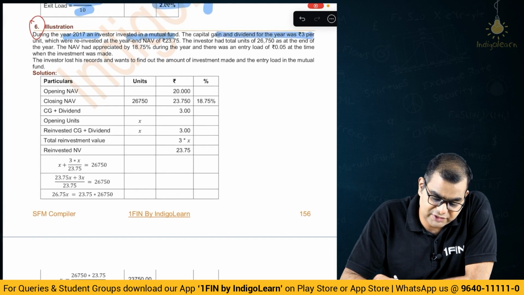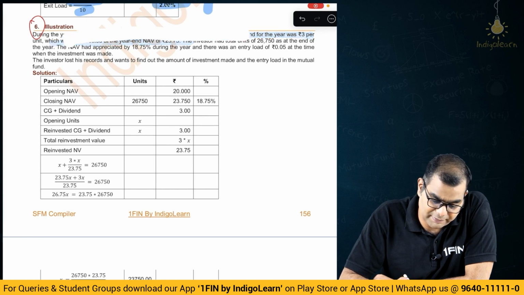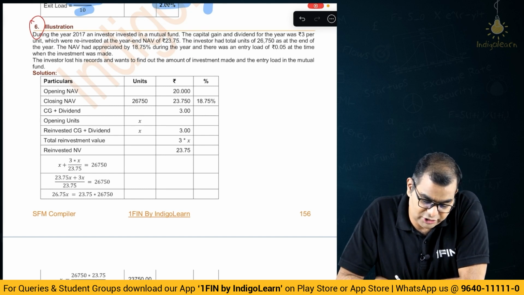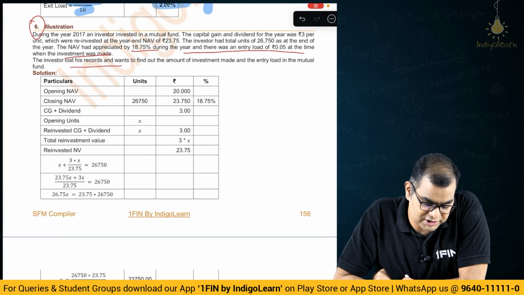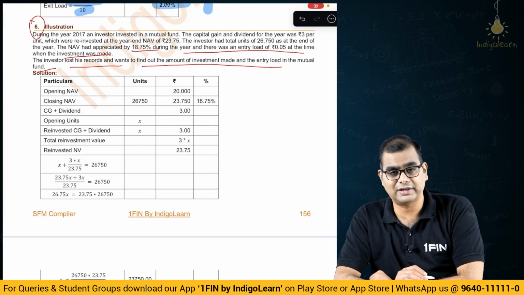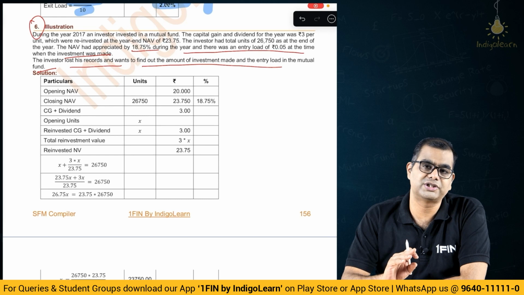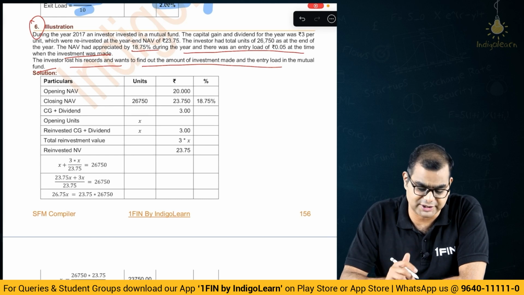Next, during the year 2017, an investor invested in a mutual fund. The capital gain in dividend for the year was rupees 3 per unit, which were reinvested at the year-end NAV of 23.75. The investor had a total of 26,750 units at the end of the year. The NAV had appreciated by 18.75% during the year, and there was an entry load of 0.05 at the time when the investment was made. The investor lost his records and wants to find out the amount of investment made and the entry load in the mutual fund. You get a lot of questions in the mutual fund chapter of this type, where they give you half information and expect you to find out some other information.